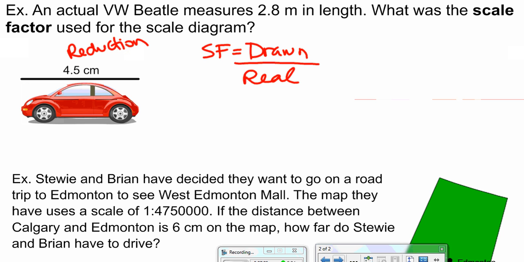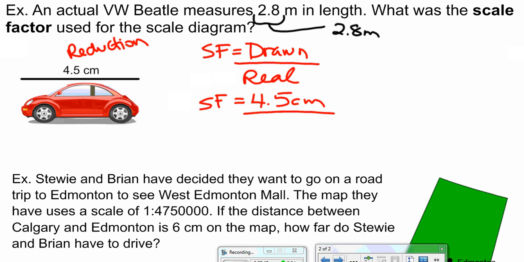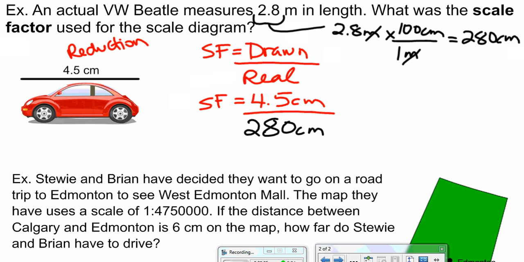And so the scale factor is 4.5 centimeters over, well, we need them both in the same units. So we're going to take our 2.8 meters, and we need to turn it into centimeters. So we have 100 centimeters in 1 meter. Meters cancel out. 280 centimeters. So 4.5 centimeters over 280 centimeters.